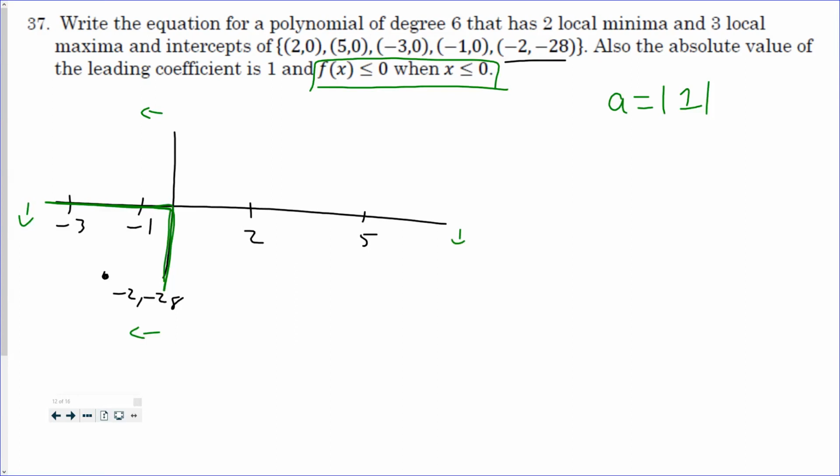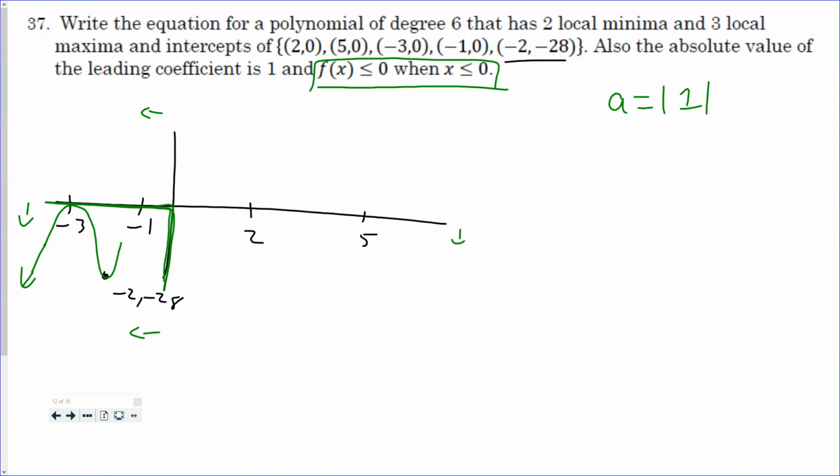So what that tells me is that my end behavior has to start from the bottom here, because if it doesn't, I'm already contradicting that statement. So I have to start from the bottom left. And when I go to that first x-intercept of negative 3, to make sure I stay inside this green box, I have to bounce off that negative 3. And I hit that negative 2, negative 28 that I know I have.